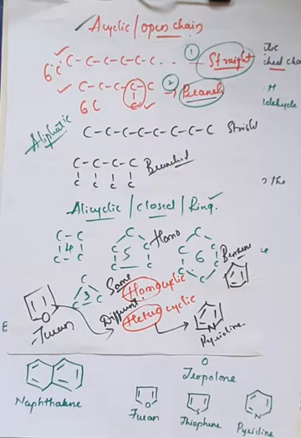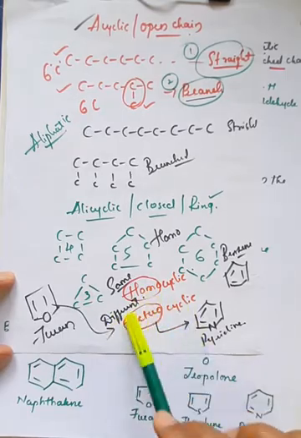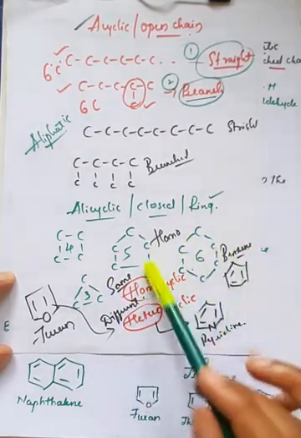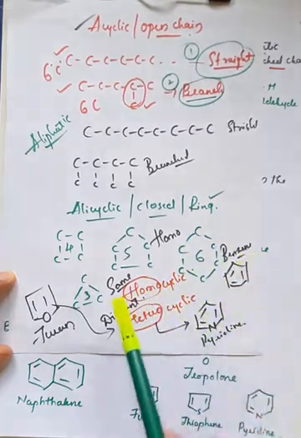In that, there is a formation of the cyclic ring. If there are 3 carbon atoms in the form of a ring, we call it propane, and if there are 4, we call it butane, 5 pentane, 6 hexane. Further, there are 2 types of subclassification: one is homocyclic, the second is heterocyclic. Homocyclic means the atoms in a ring are all carbon, all the same.